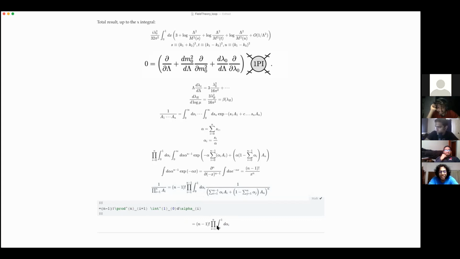Okay, so really it's up to n now. Here it's n minus 1. It's just really up to n here. Right. But what's the cost of doing that? I introduce a delta function.